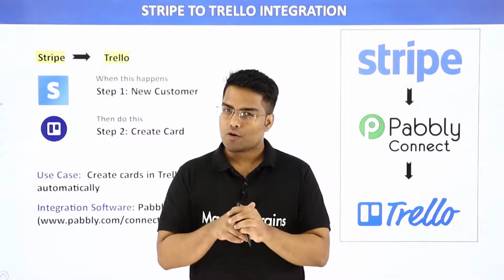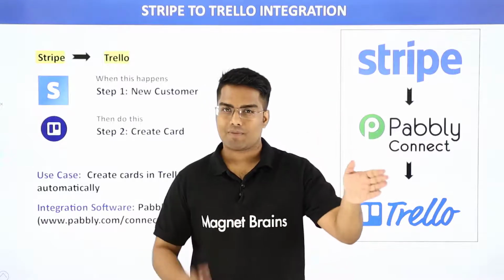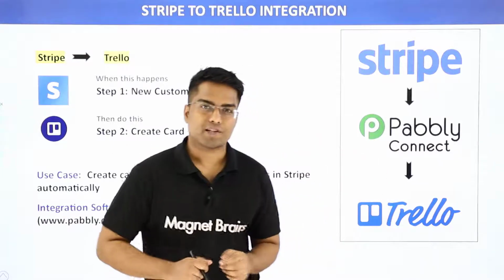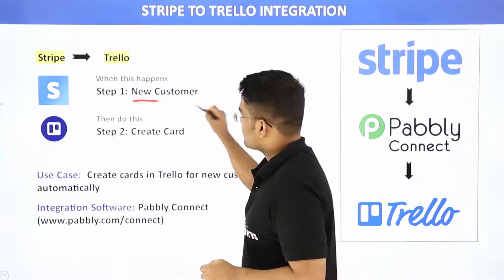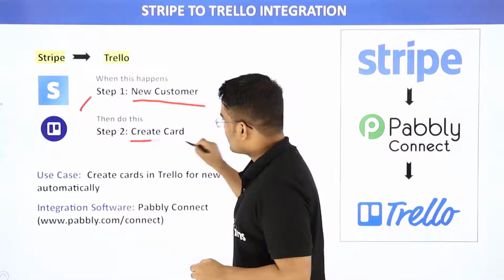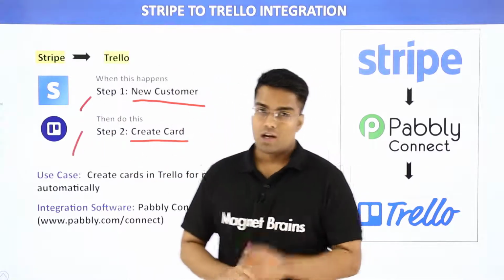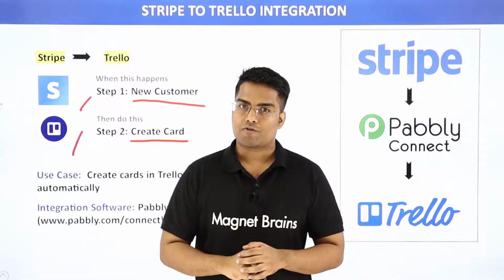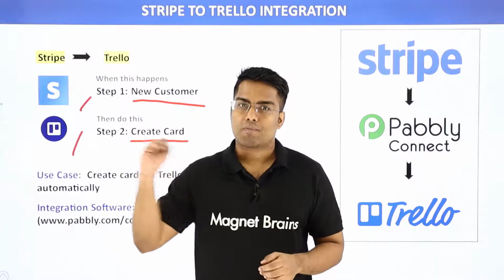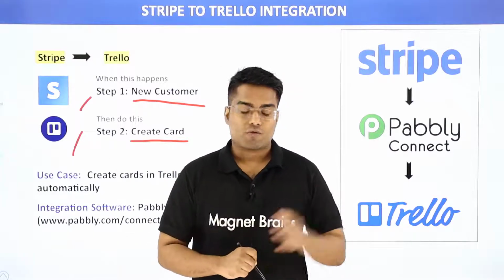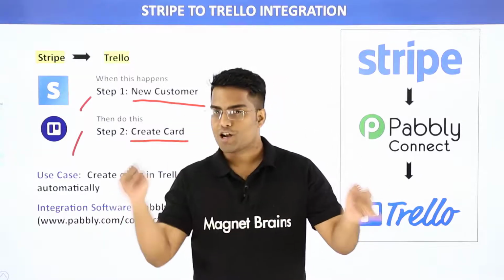So in this video, we are going to learn how to integrate Stripe and Trello. Our use case is pretty simple. When a new customer is created in Stripe, it will automatically create a card in Trello. Now Stripe is an online payment processing platform and Trello is a list building application. So what we are going to do is, we are going to send the data from Stripe to Trello.